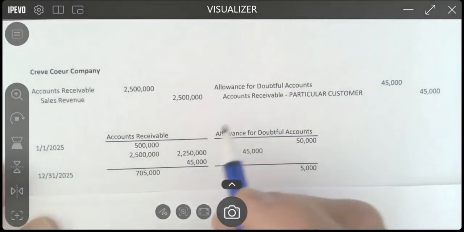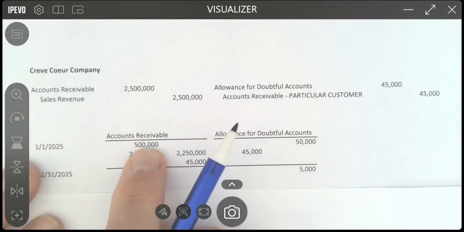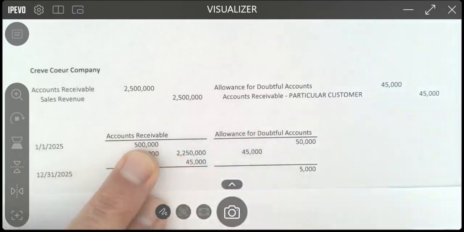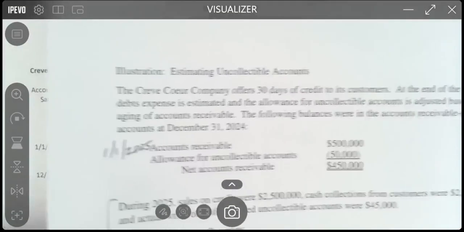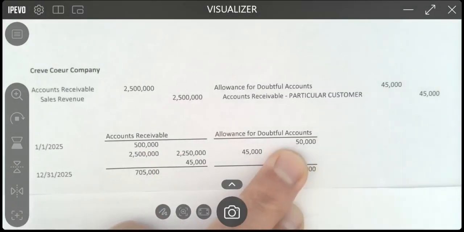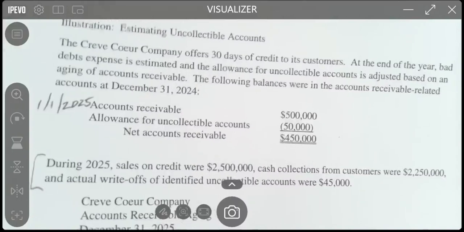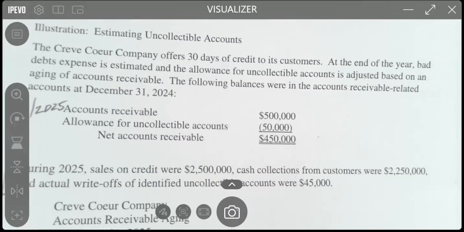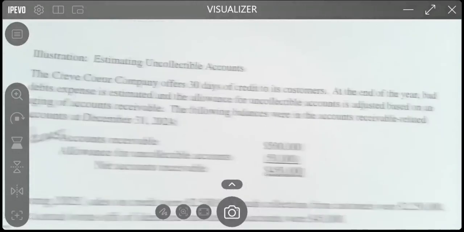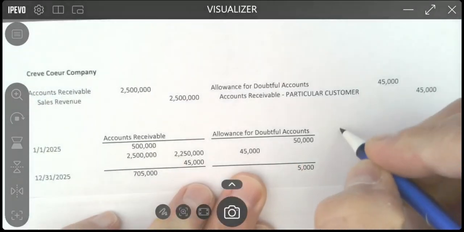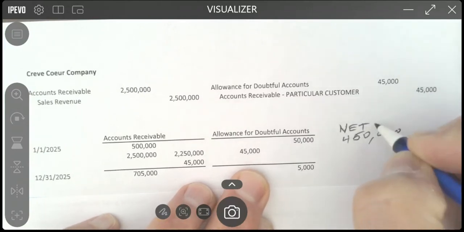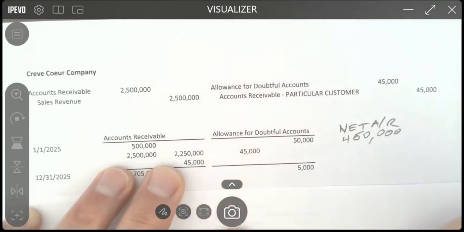So here is the 1/1/25 balance in accounts receivable, $500,000. I got that from last year's balance sheet, right there. There is the beginning balance in the allowance account. Again, I got that from last year's balance sheet, and as given here with this little excerpt from the balance sheet. And so net is $450,000 net accounts receivable at the beginning of the year.